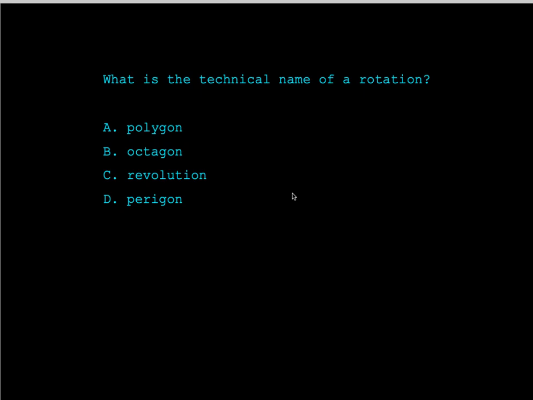What is the technical name of a rotation? Is it A, polygon, B, octagon, C, revolution, or D, perigon?